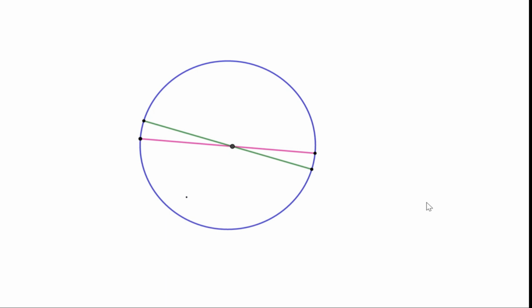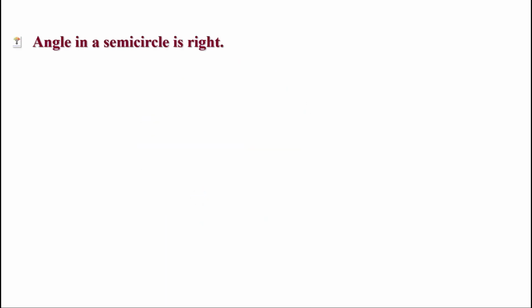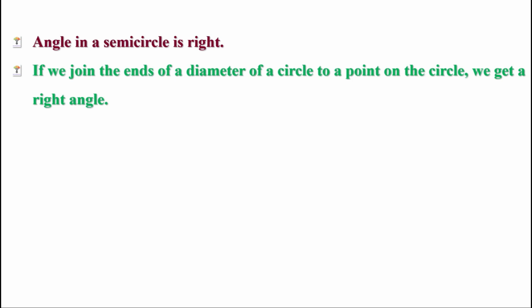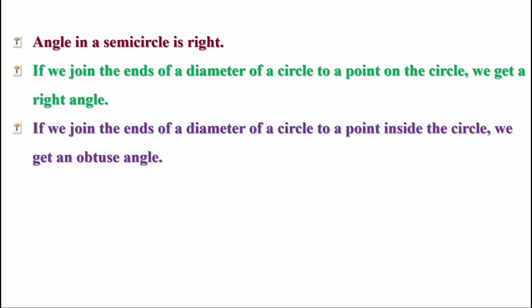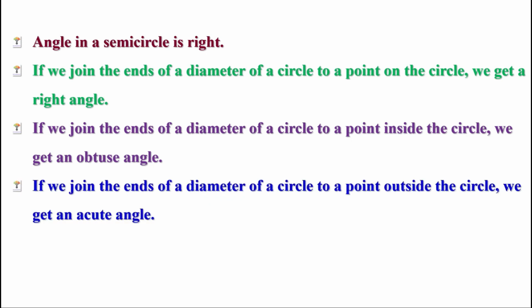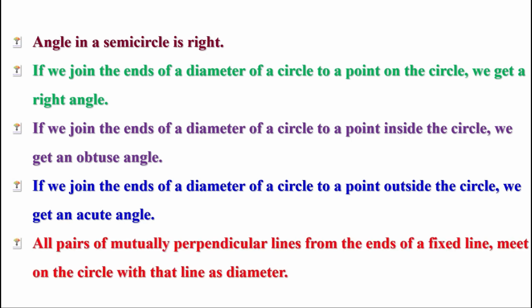Now let us recall what we have learned today. Angle in a semicircle is right. If we join the ends of a diameter of a circle to a point on the circle, we get a right angle. If we join the ends of a diameter of a circle to a point inside the circle, we get an obtuse angle. If we join the ends of a diameter of a circle to a point outside the circle, we get an acute angle. All pairs of mutually perpendicular lines from the ends of a fixed line meet on the circle with that line as diameter. Now there are two homeworks.